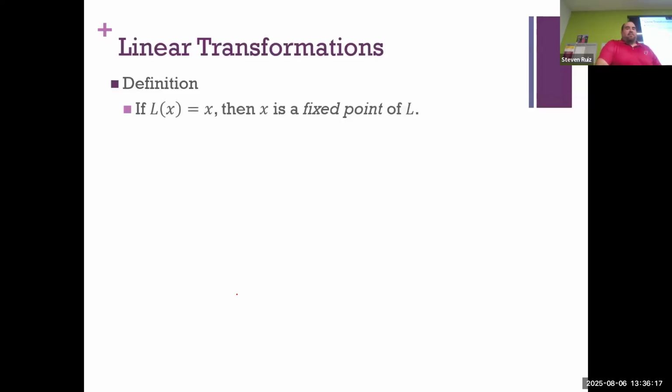So these are what fixed points are. If there's a vector and I transform it, it does not transform. It just remains the same. That's a fixed point. In these kinds of transformations that have fixed points, what can I say for sure about the order of that matrix A?